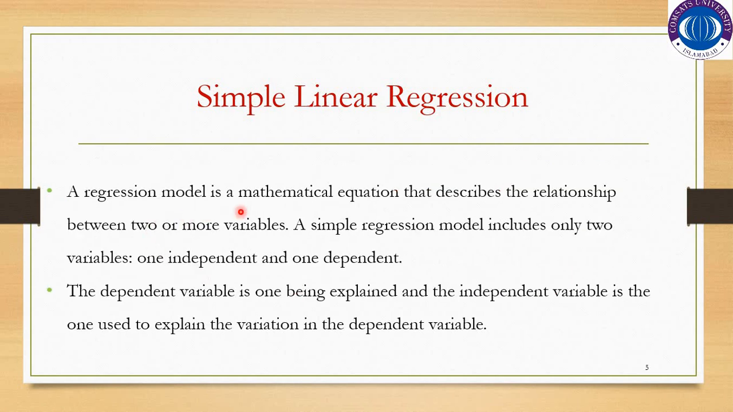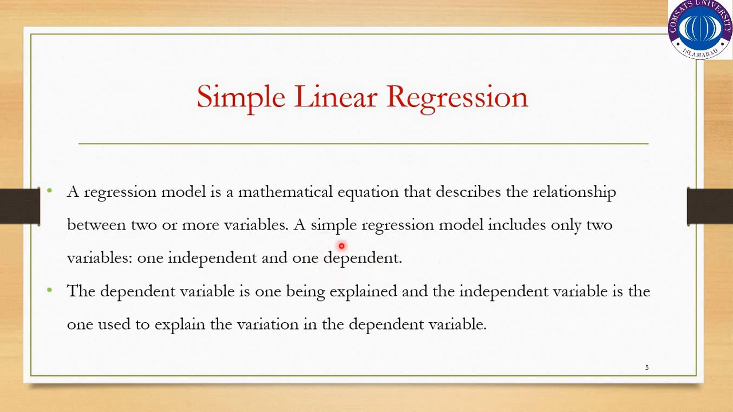A regression model is a mathematical equation that describes the relationship between two or more variables. In this lecture, we will concentrate on the two variable model, which we call the simple linear regression. A simple regression model includes only two variables, one independent and one dependent. The variable which is known is independent and which is unknown is dependent.